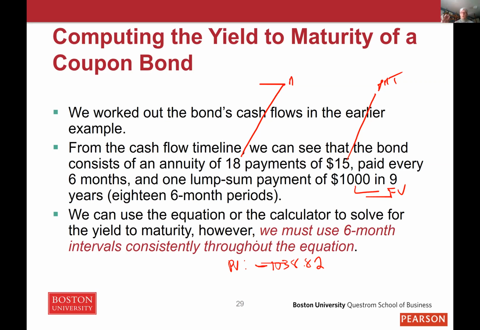It's an outflow. And what we've done here is we've adjusted everything to 6-month intervals. So 18 was 9 years times 2. 15 was our $30, 3% of 1,000, divided by 2. And when we solve for I, we're going to get a 6-month interest rate. So we're going to have to multiply it by 2.